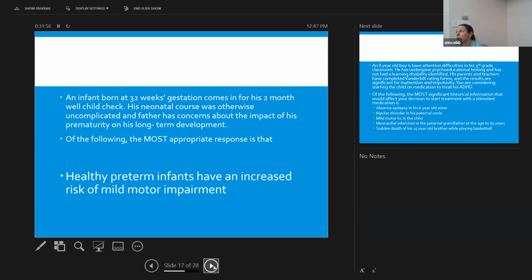If they had also put on, which is most likely true, that a language delay is the most common, but sure, a risk of mild motor impairment. Think about it as, like, delayed walking would classify under that.